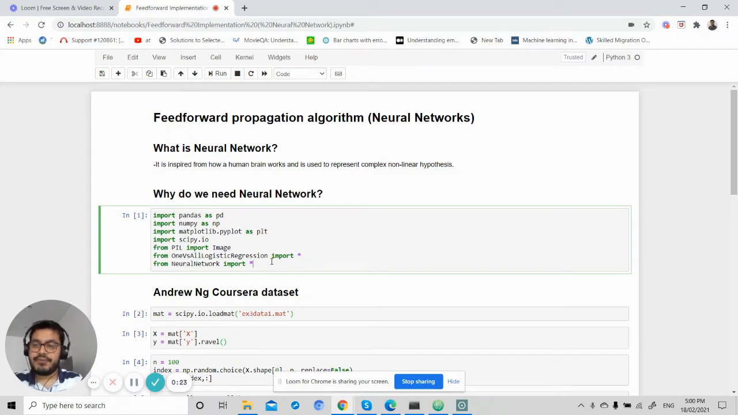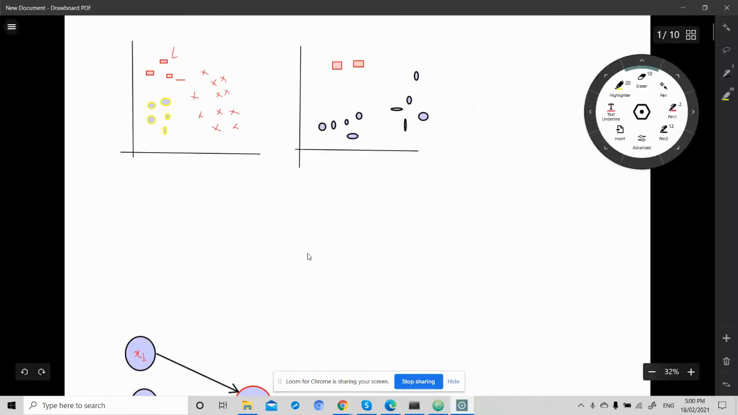Neural network is inspired from how a human brain works and is used to represent complex non-linear hypotheses. So you might be wondering what is complex and nonlinear hypothesis. So let's give an example. In the last video, we discussed multi-class classification where we have three classes. That's why it is called multi-class.